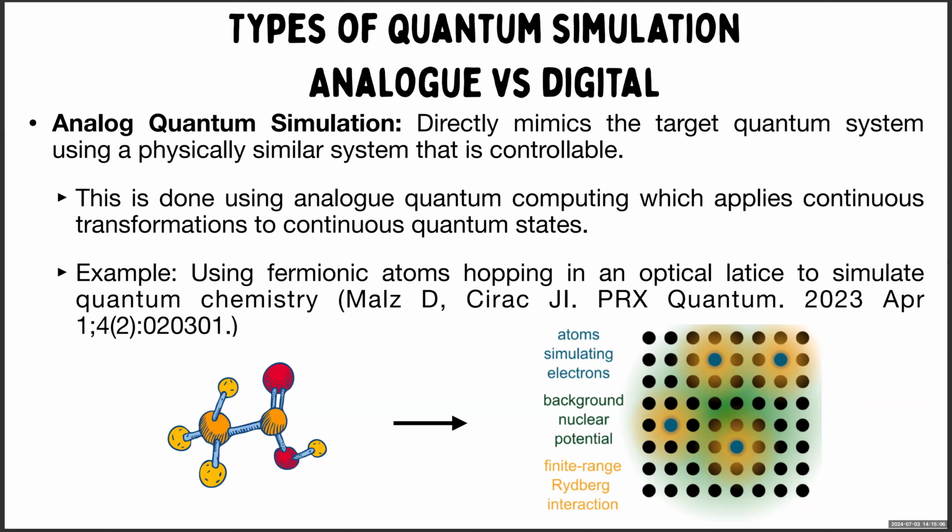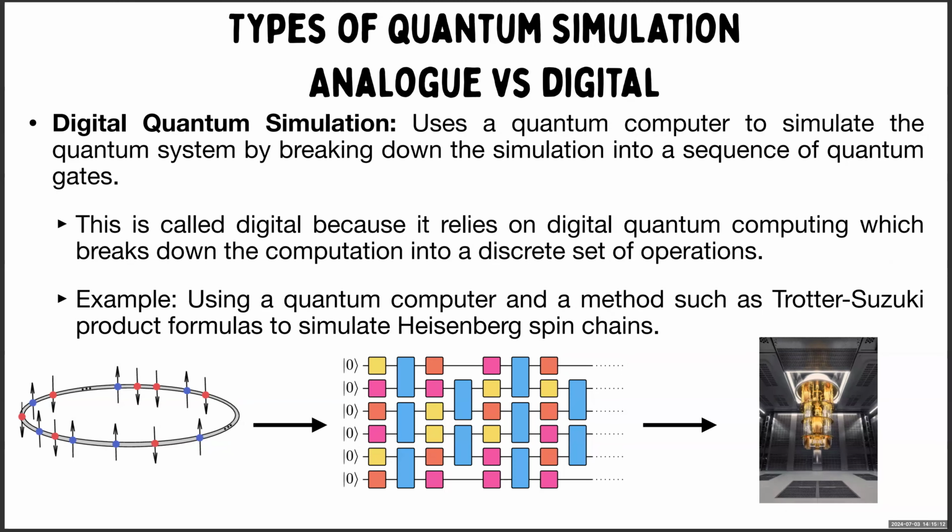So for this school, we're not going to be talking about analog quantum simulation. We're going to be talking about digital quantum simulation. And digital quantum simulation basically just uses a quantum computer to simulate the dynamics of a quantum system by breaking down the unitary evolution of your system into a sequence of quantum gates that can be run on a quantum computer.